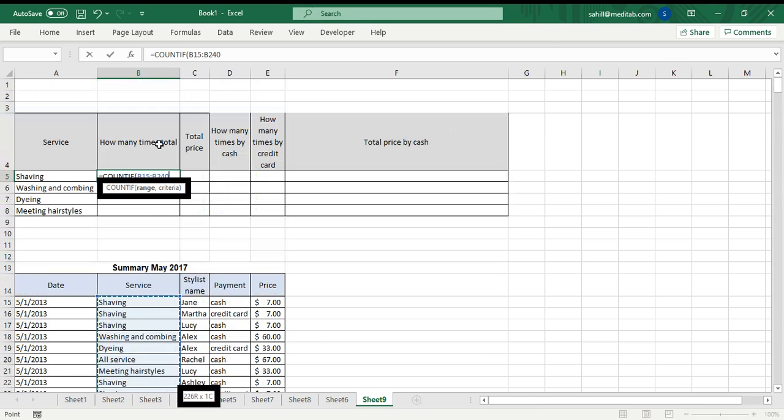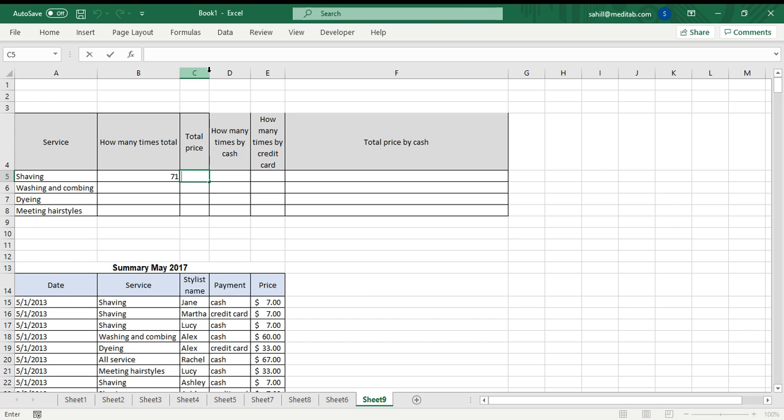I am going up. And the criteria, what is the criteria? SHAVING. Shaving 71 times. That many times I got shaving in this service column. Here it is called total price. What is the total price when we got shaving, it is asking.